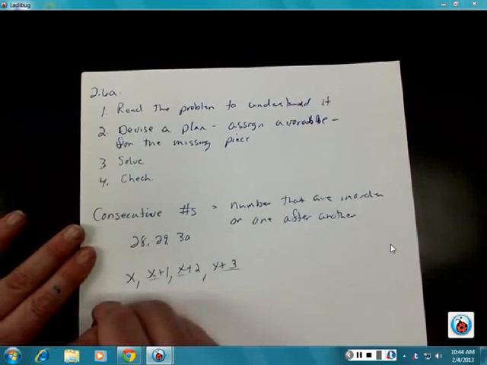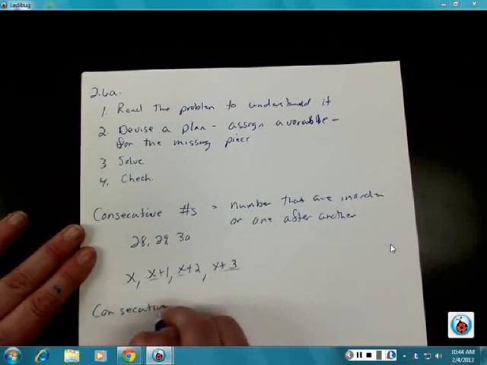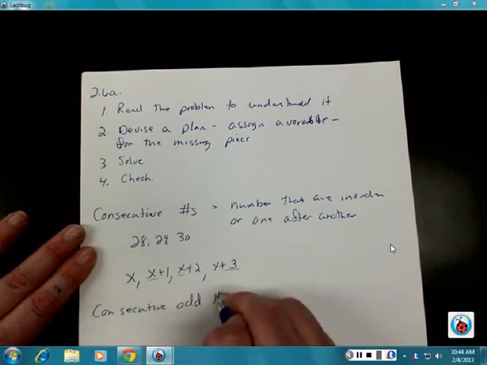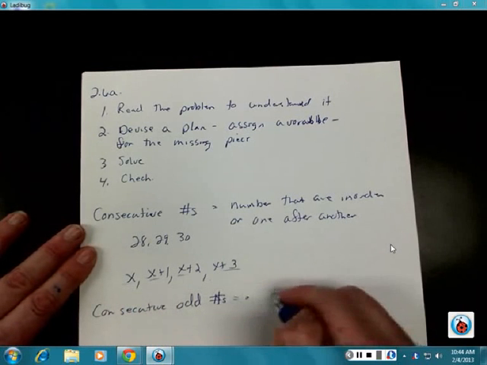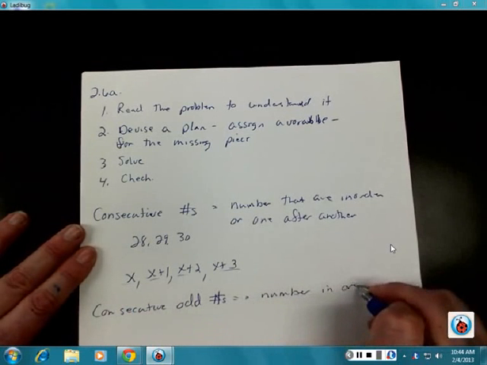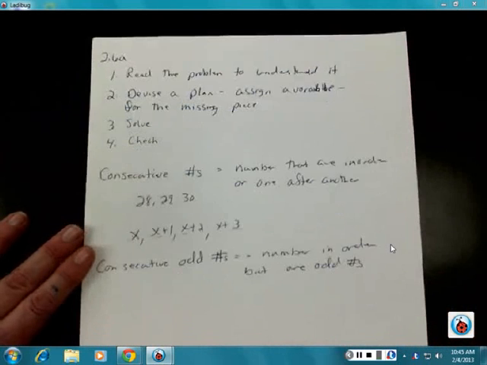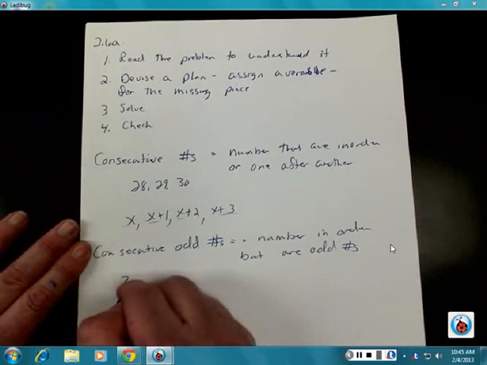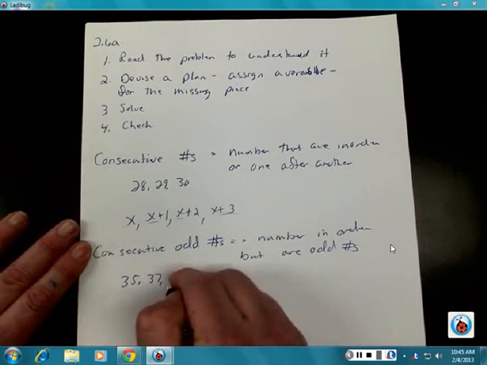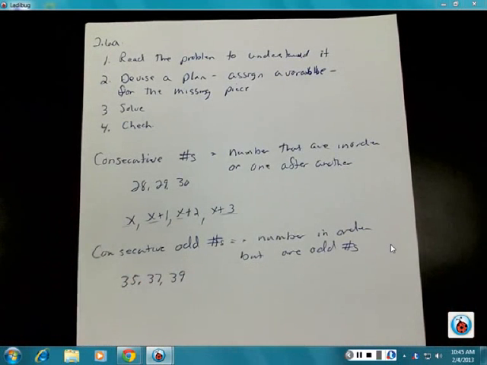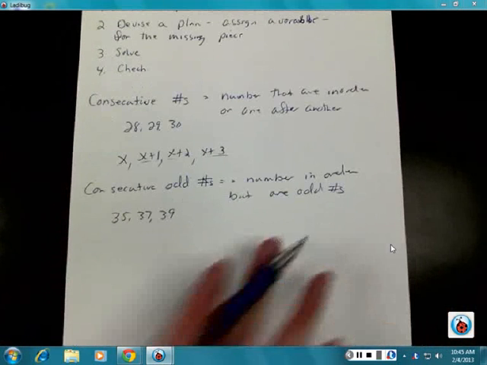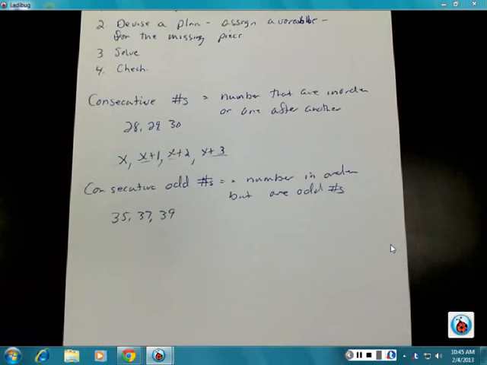Then they also give you consecutive odd numbers. So that's numbers in order, but are odd numbers. So give me 3 consecutive odd numbers. 35, 37, and 39 would be 3 consecutive odd numbers. You okay with that part? So another consecutive odd numbers might be 47, 49, 51.